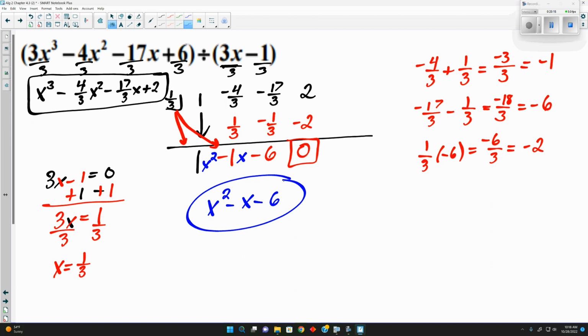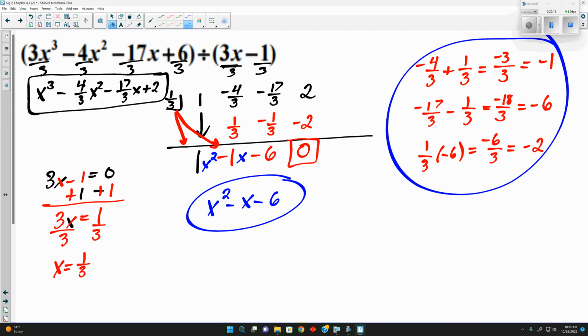And a lot of these calculations are multiplying. We could do all that in the calculator. We don't have to do that by hand, because we could have done 1/3 times 1, which gave us 1/3, plus -4/3 gives us -1, times 1/3 gave us -1/3, plus -17/3, enter, gave us -6, times 1/3 gave us -2, plus 2 gave us 0.